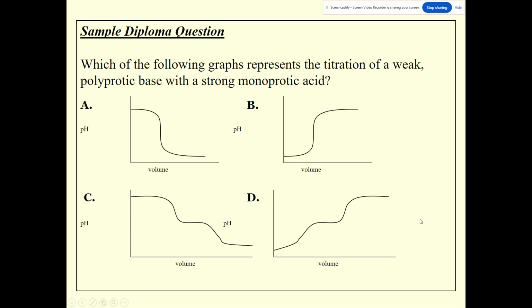Here's a sample question. Which of the following graphs represents the titration of a weak polyprotic base with a strong monoprotic acid? So it's starting high and going low. If it's polyprotic, it needs multiple endpoints, so that would be C.